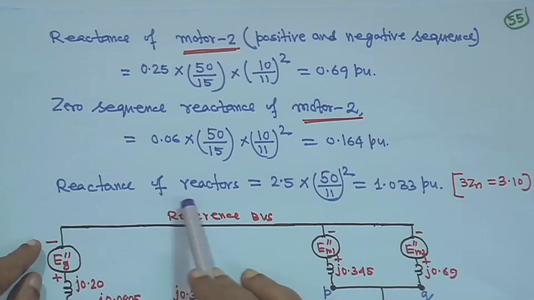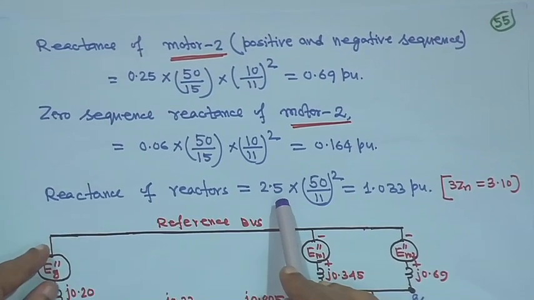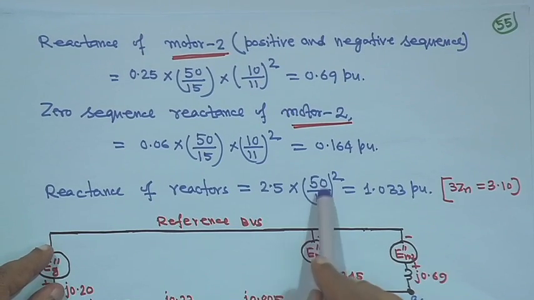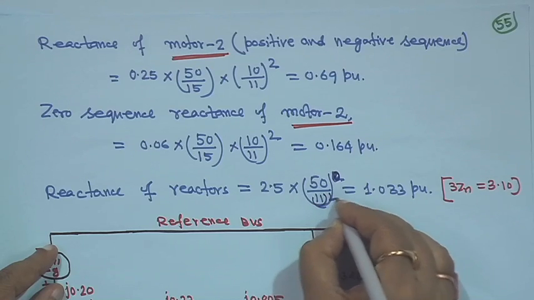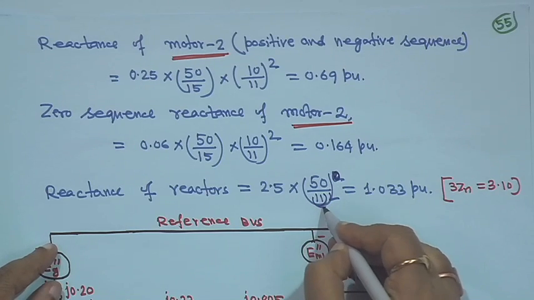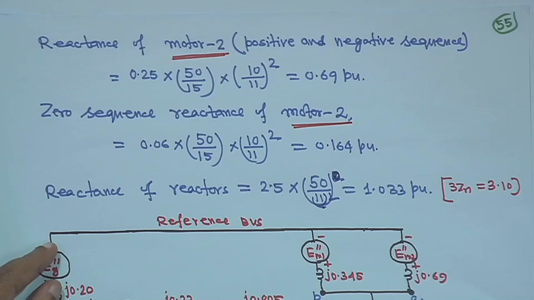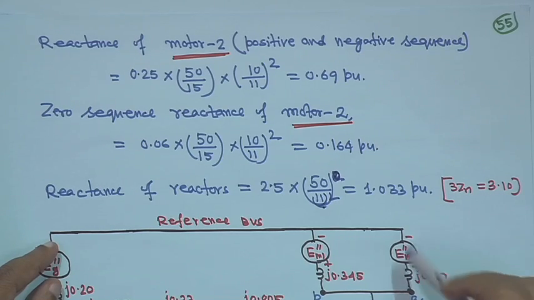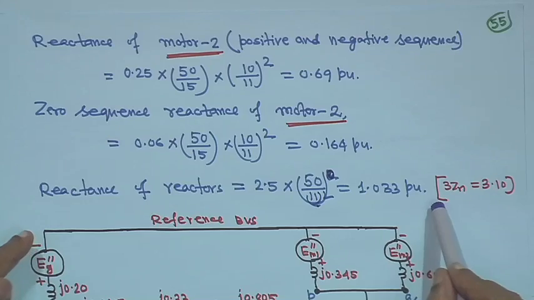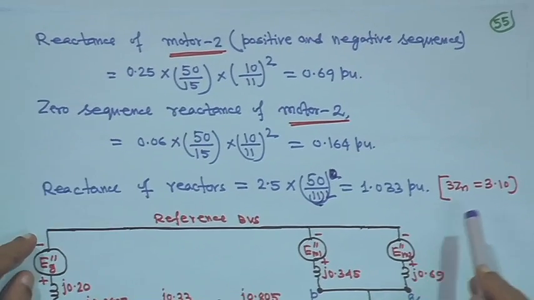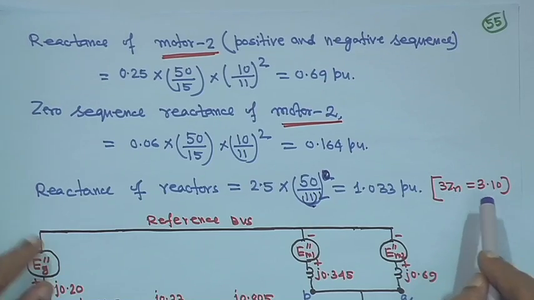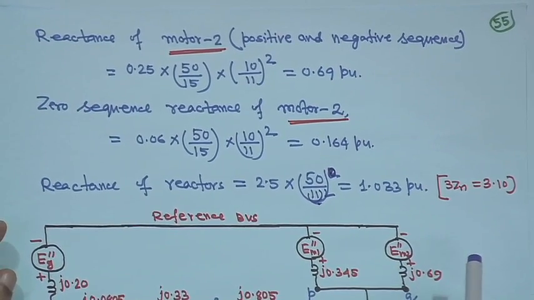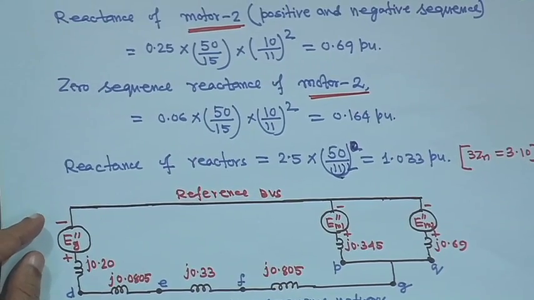Now, the reactance of the reactors is given as 2.5 ohm, that is 2.5 into 50 upon 11 square, it is not just 11, it is 50 upon 11 square, right. That actually becomes 1.033 per unit. But when you draw the zero sequence diagram, this 3 Zn will come, so it will be multiplied by 3. So it is 3.10, that we will see later. So all these parameters are computed.